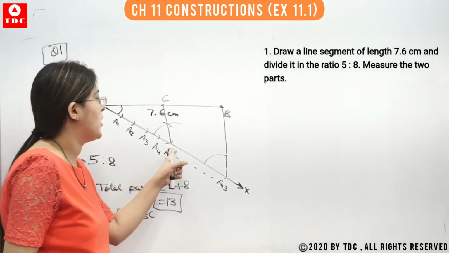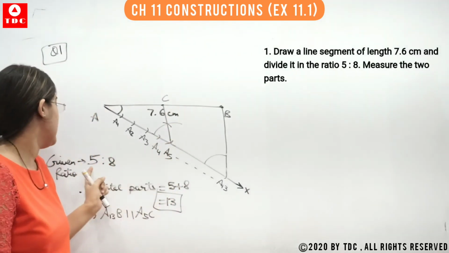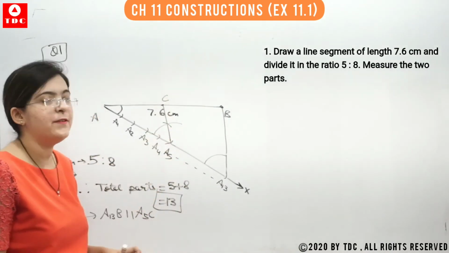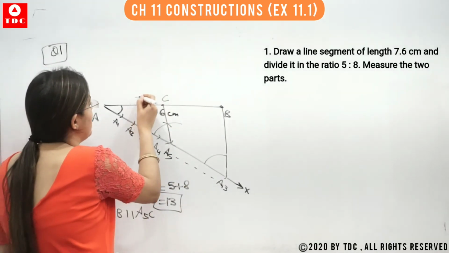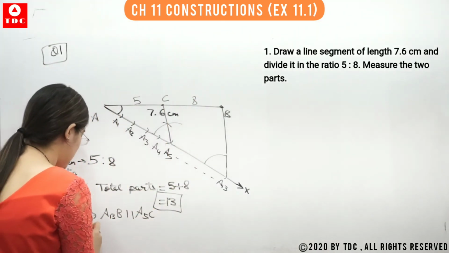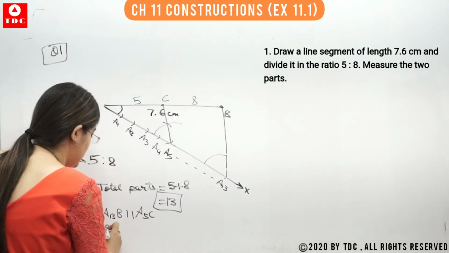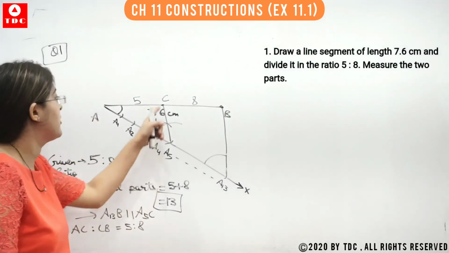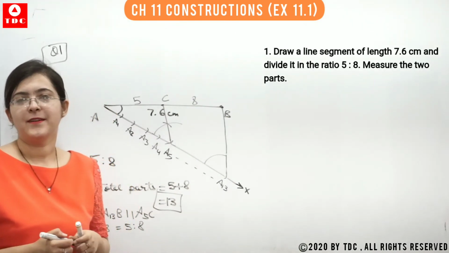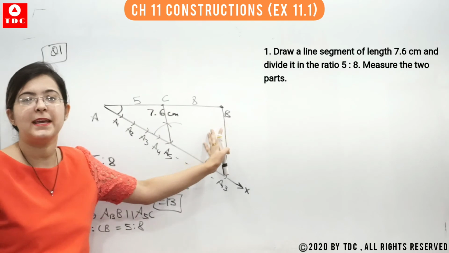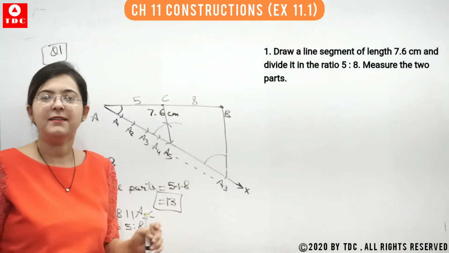Why have we joined from A5? Because our ratio was 5:8. So we have joined A5C. Now this is your required ratio. What will you write? AC:CB is equal to 5:8, which is the required solution. Is it clear? The line segment is divided in the ratio 5:8.